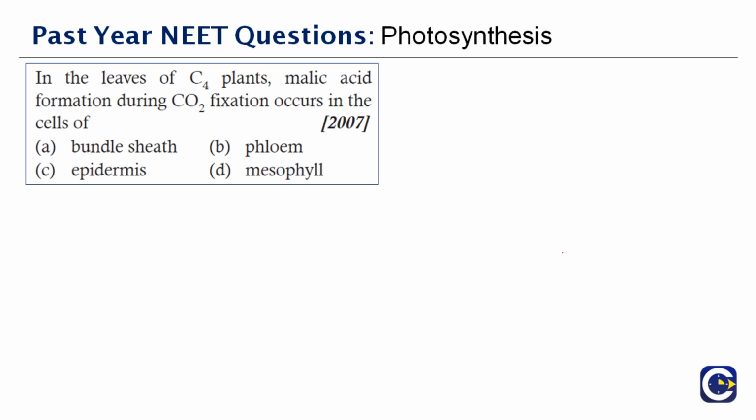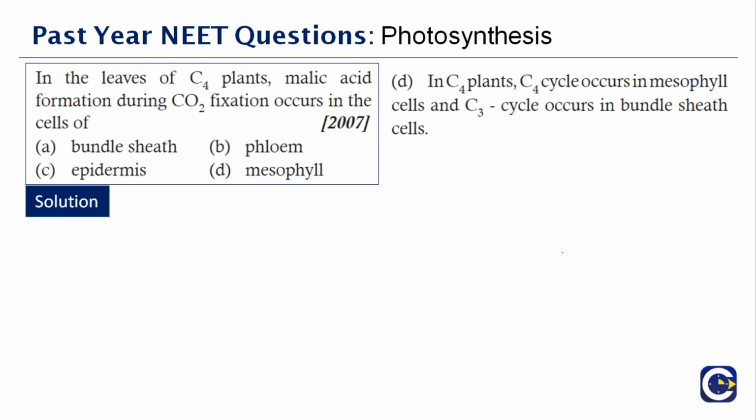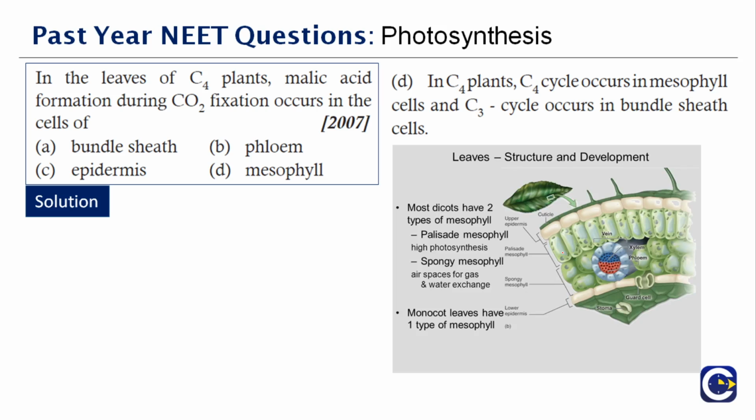Next question here. So it's the same question that has been repeated here, I think. Right. So the correct answer is mesophile. In the leaves of C4 plants, malic acid formation during carbon dioxide fixation is in the cells of mesophiles. Right, just now we saw. In C4 plants, C4 cycle occurs in mesophile and C3 cycle occurs in the bundle sheath of the cells. So you don't have to have any confusion. It's the same question that has been repeated. So the correct answer to this question is mesophile.